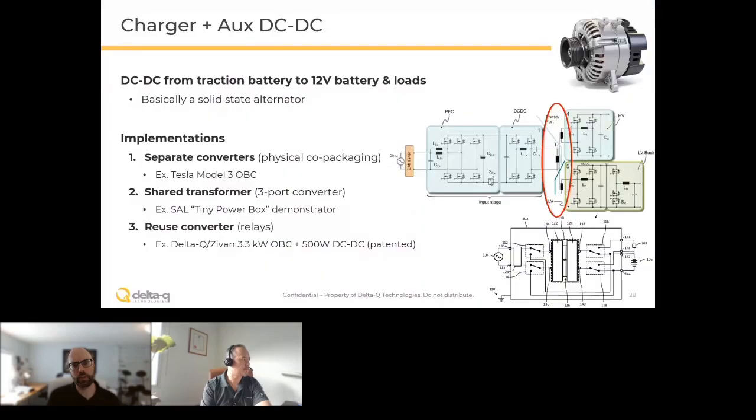And then finally, reusing the converter. I think it's a clever approach that we've done at Delta Q, and we've had some success with. It only works with particular ratios of input voltage and output voltage. And it only really works if you don't need full power DC-DC while you're charging. We, in this case, often integrate a lower power parallel DC-DC. So those are some of the trade-offs there.